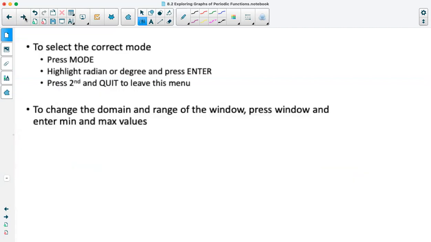Now, if we are graphing on the Texas Instruments graphing calculators, to select the correct mode, whether it's radians or degrees, you're going to press mode on your calculator. Then you'll scroll down, highlight either radian or degree, press enter, then press second and quit to leave the menu. Now, if we want to change our domain and range or window, we'll do that just like we have with our regression equation. So we'll press window and then enter our minimum and maximum values for x and y.